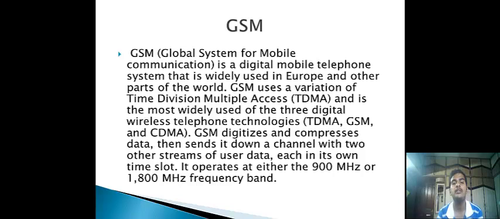GSM. GSM is a digital mobile telephone system that is widely used in Europe and other parts of the world. GSM uses a variation of time division multiplexing and is the most widely used of the three digital wireless telephone technologies, TDMA, GSM and CDMA. GSM digitizes and compresses data and then sends it down a channel with two other streams of user data, each in its own time slot. It operates at either 900 MHz or 1800 MHz frequency.